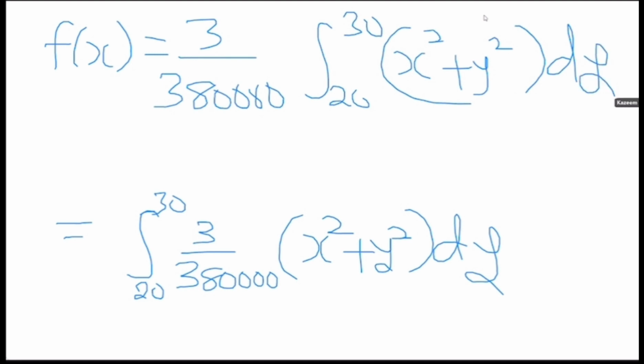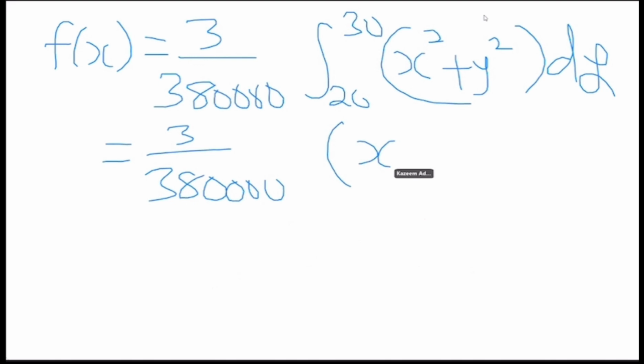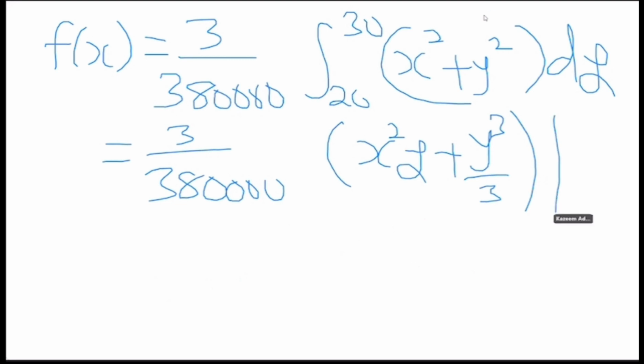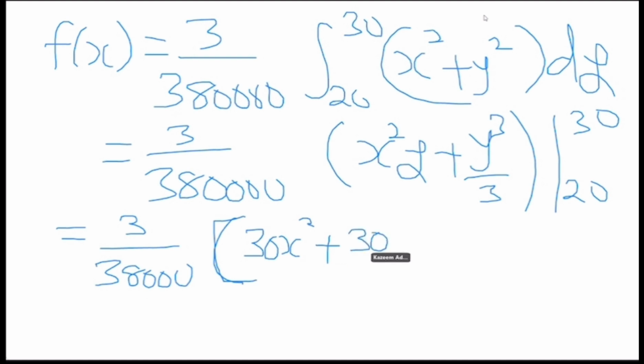Now, I basically want to integrate with respect to y. Of course, x is going to be regarded as a constant. You know that, right? So I have 3 over 380,000, and that's going to be x squared y plus y cubed divided by 3, integrated with respect to y from 20 to 30. Now, I'm going to plug in 30 in place of y. So that's going to be 30 x squared plus 30 raised to power 3 divided by 3, then minus 20 x squared plus 20 raised to power 3 divided by 3.